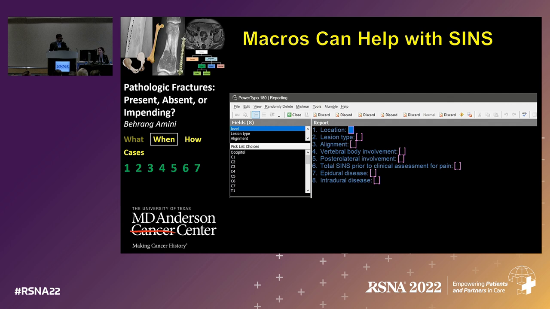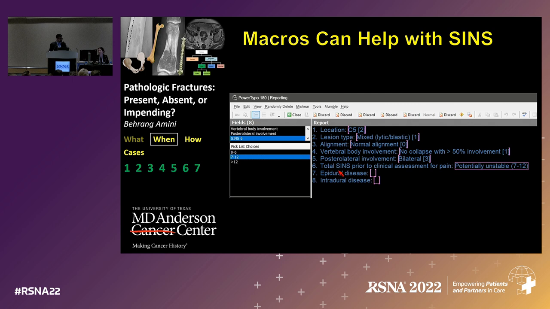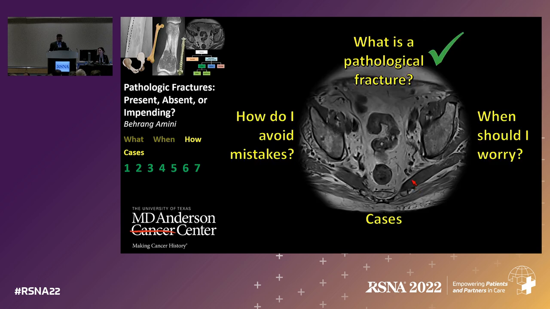You may not have the same one as us, but this is ours. And you can basically put this in and just get the numbers going. And you can do simple math and get the classification going. So 0 to 6 is basically stable. 7 to 12 is potentially unstable. Greater than 12 is unstable. And just for completeness on our MR reports, I also put in the Bilski score and the intradural disease just to get everything ready for RADONC.